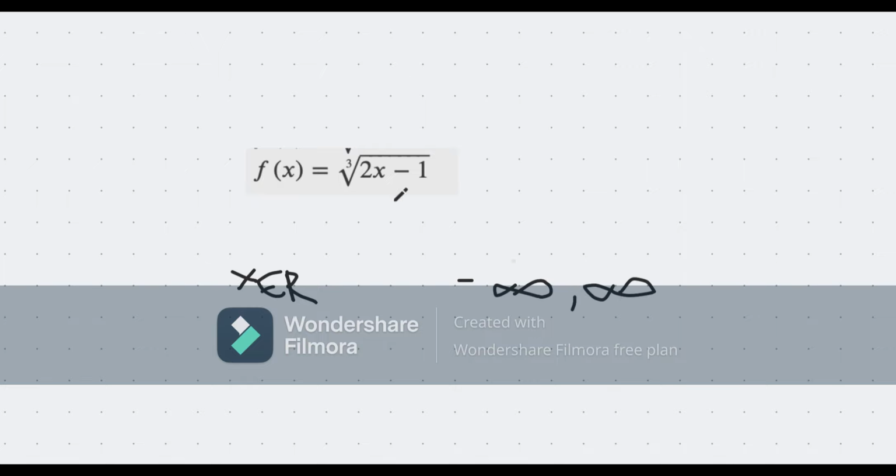The reason for that is because it's a cube root. It's an odd root, not an even root. You could plug in a negative value into this, and because it's a cube root, it'll end up as a negative value. So remember that rule. You can put in negative values for a cube root or an odd root, but not for an even root function.